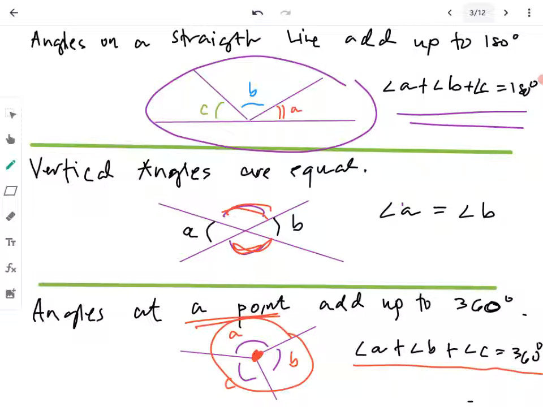I think this is the very first lesson in our geometry journey. So do not forget this one, because it will pop up somewhere else in any geometry problem.